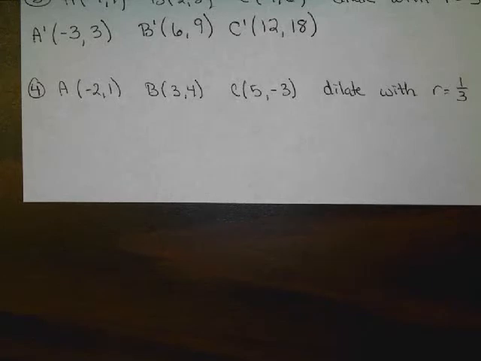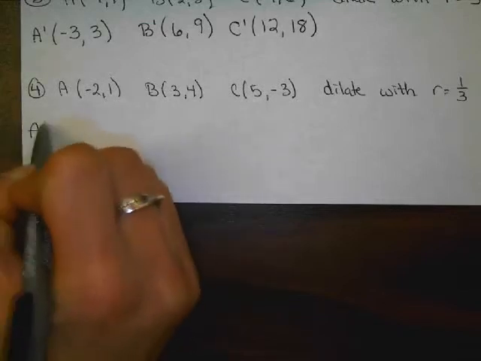We'll do one more. So for this one here, we have A at -2, 1, B at 3, 4, and C at 5, -3. And we want to dilate those with a ratio of 1/3. So that means my image is going to be smaller than the pre-image, because I'm dilating with a scale factor of only 1/3, which is less than 1. But again, all I have to do is multiply.